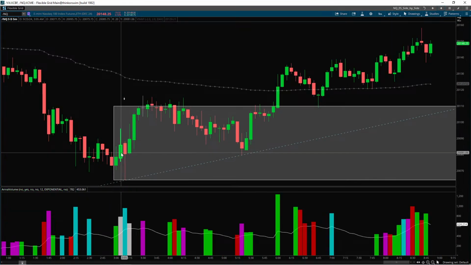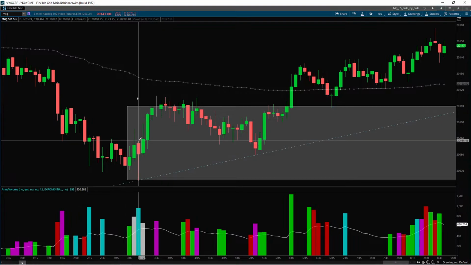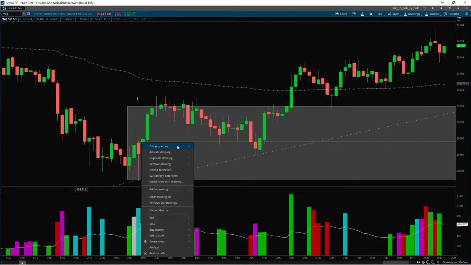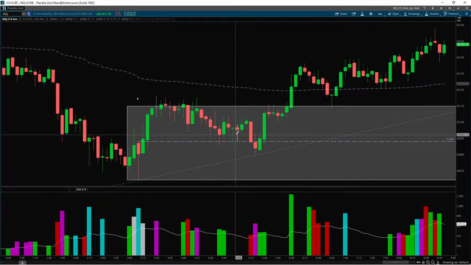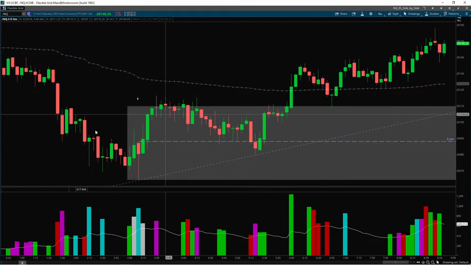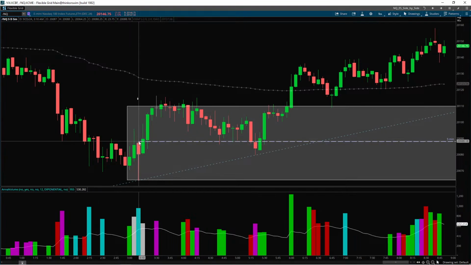5, oh, right there. 10, oh, look, 15, 20, 25, 30. So this one here is our 5 minute. And I see price nicely bounced off of it and started the upward price action.